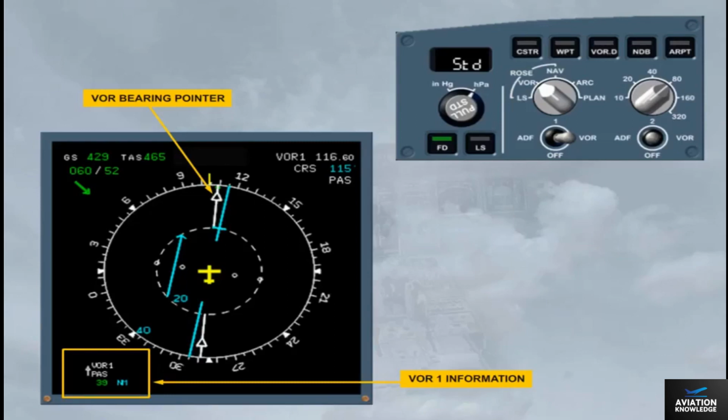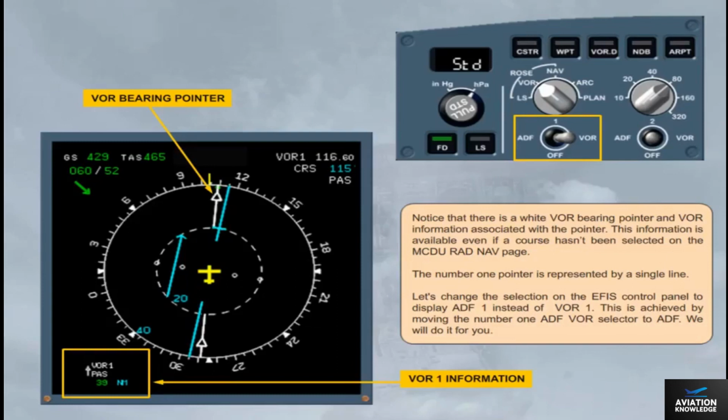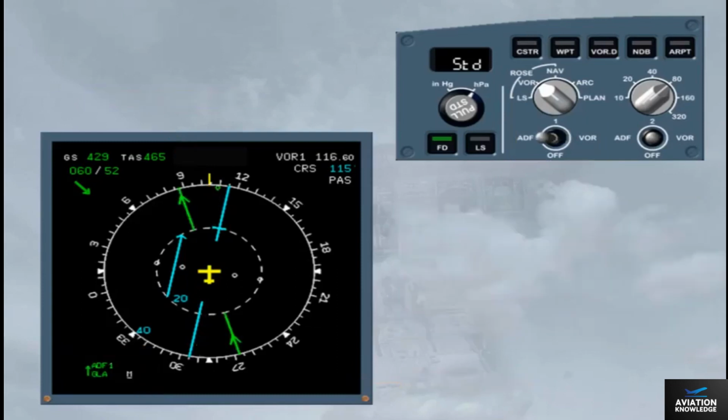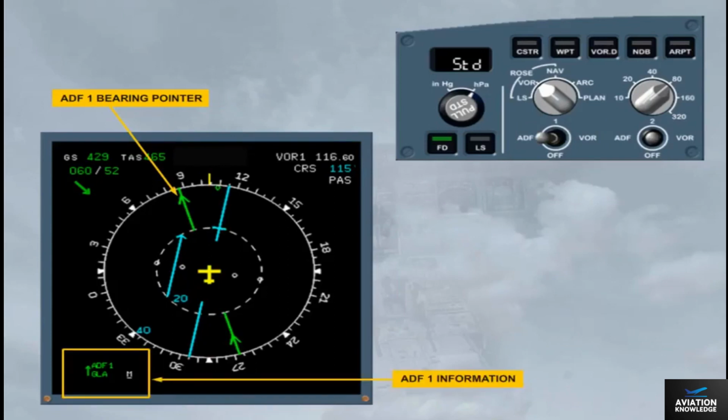The number 1 pointer is represented by a single line. Let's change the selection on the EFIS control panel to display ADF 1 instead of VOR 1. This is achieved by moving the number 1 ADF VOR selector to ADF. We will do it for you. The white VOR bearing pointer has been replaced by a green ADF bearing pointer. The VOR information on the bottom left of the display has been replaced by ADF1 information. Notice that the selection of the pointer has not removed the deviation information for VOR1.